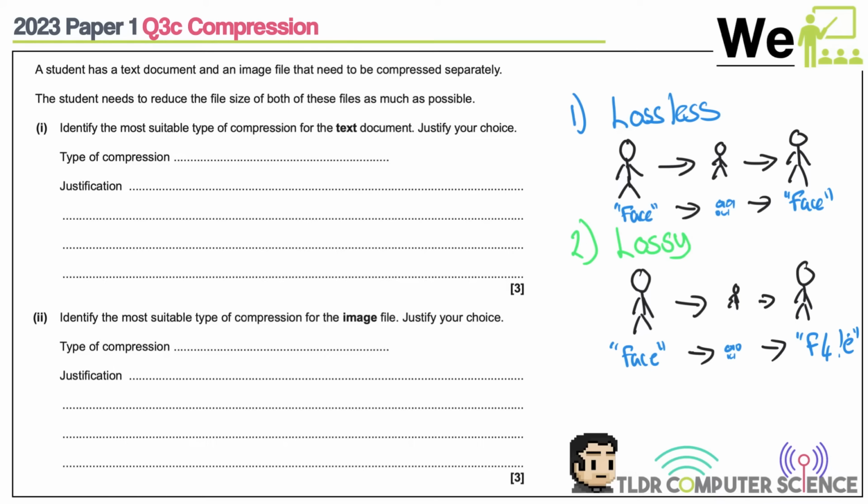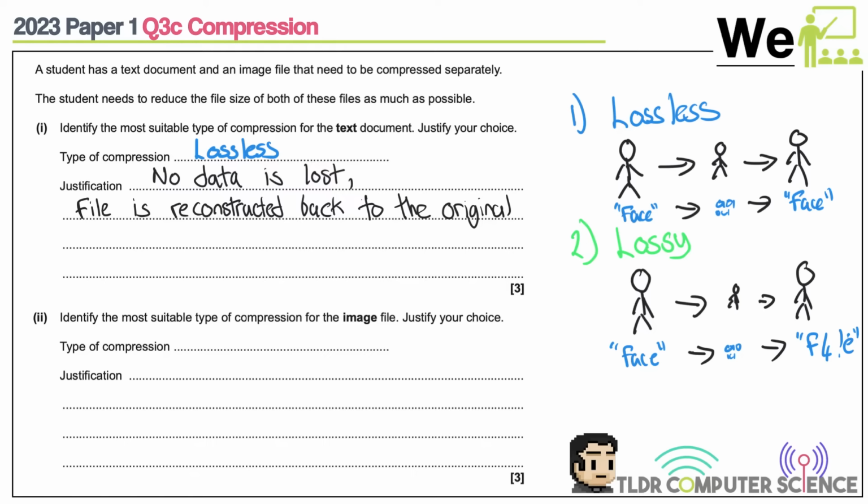Okay, let's go back in here. So a student has a text document, and we're looking for the most suitable type of compression. Now, what are we going to use for compression for text? If we use lossy, data will be permanently lost. That doesn't seem so smart. So the answer would be lossless. And now we have to justify it. Well, the big deal is that no data is lost permanently. We could extend that by saying that it's reconstructed back to the original, aka when you decompress it, it's a perfect match for the original.